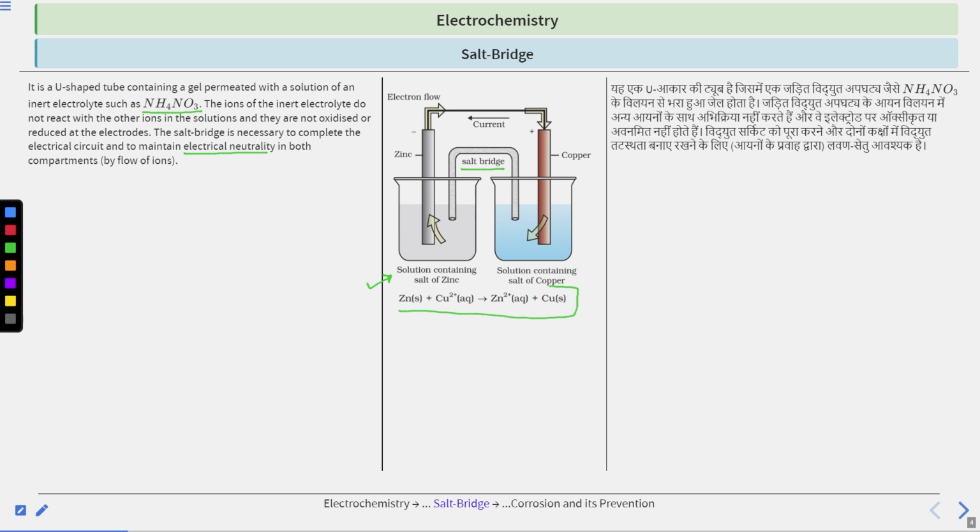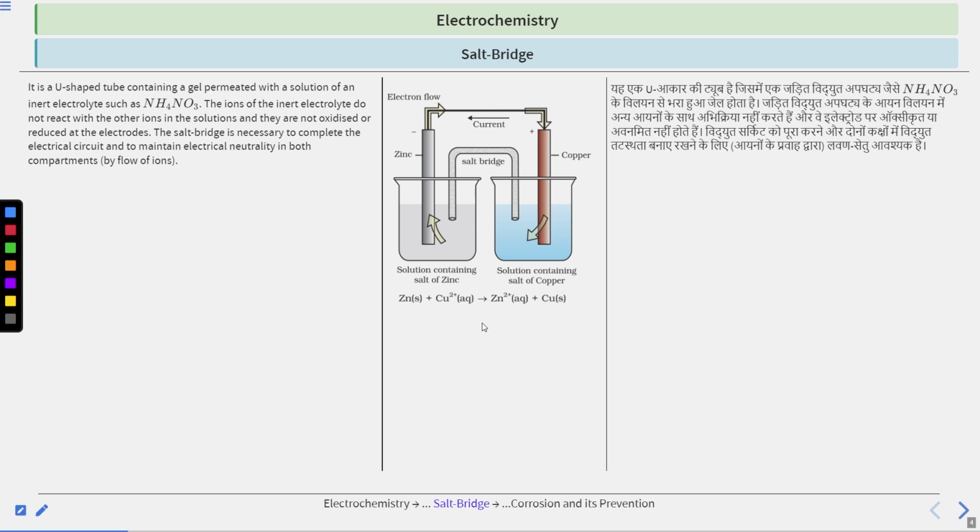So this is the diagram for the cell with the salt bridge, and this is the reaction happening in it: zinc plus copper 2 positive giving us zinc 2 positive plus copper. Zinc is here, on the anode, and copper is here, on the cathode. Current is flowing in this direction, as the arrow says. This is the anode, this is the cathode, this is the salt bridge, and this is the solution containing zinc salt, and this is the solution containing salt of copper.